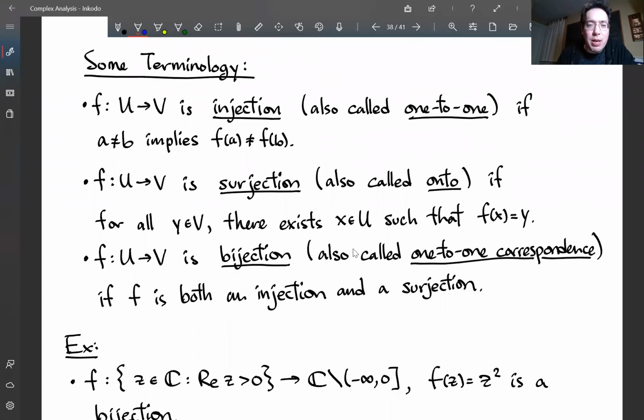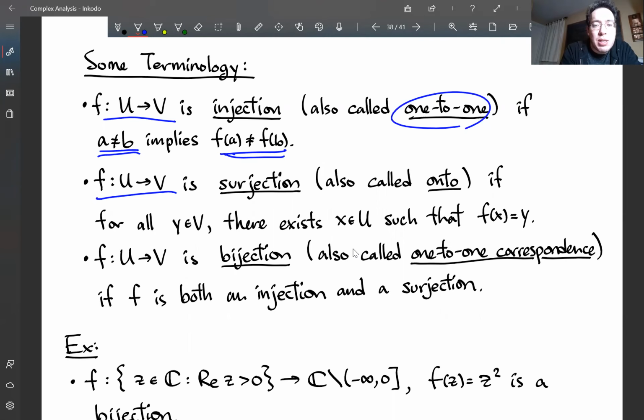Before we go further, I'd like to make sure we have the same terminology on things that we're going to discuss. So hopefully you've seen this in a different class as well, but let me review some terminology. So we say the function is injective, or it's an injection, also called one-to-one function, if different input implies the outputs are also different. So that's injective function.